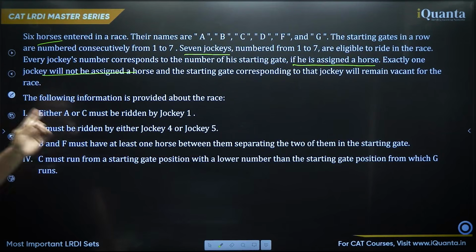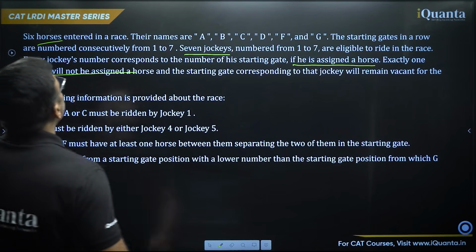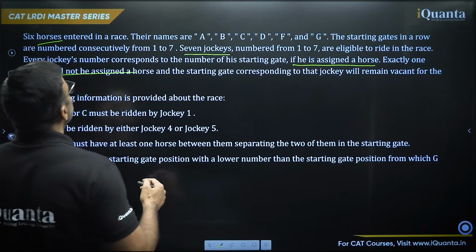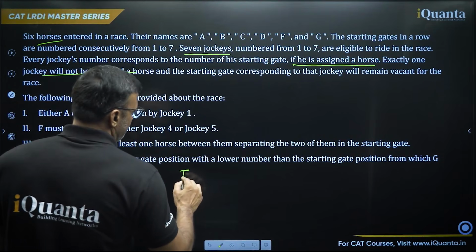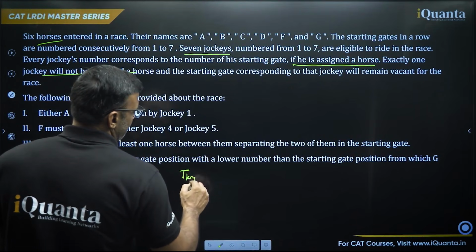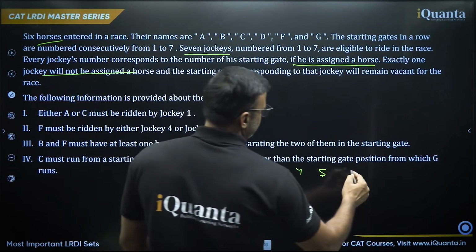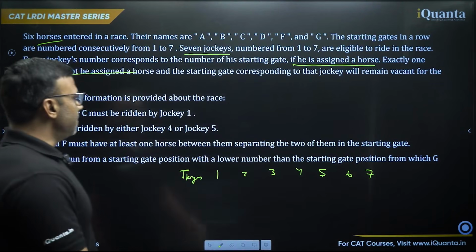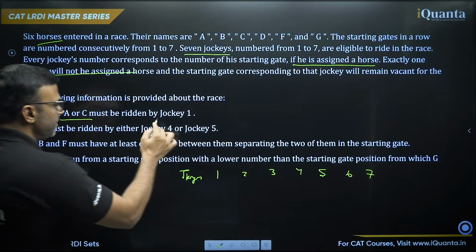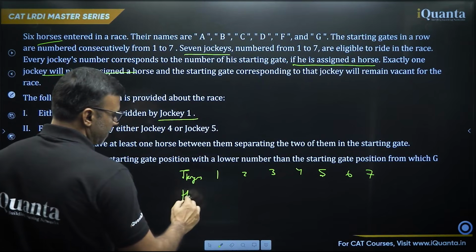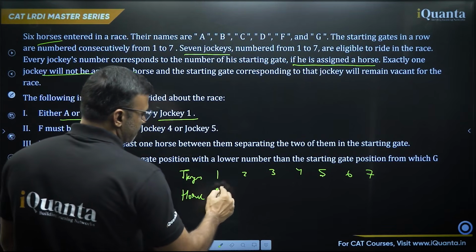Either A or C must be ridden by jockey 1. Okay, so if I put jockey number as 1, 2, 3, 4, 5, 6, 7, the possibility that we get is either A or C must be ridden by jockey 1. So horse, that would be A or C, would be at 1.